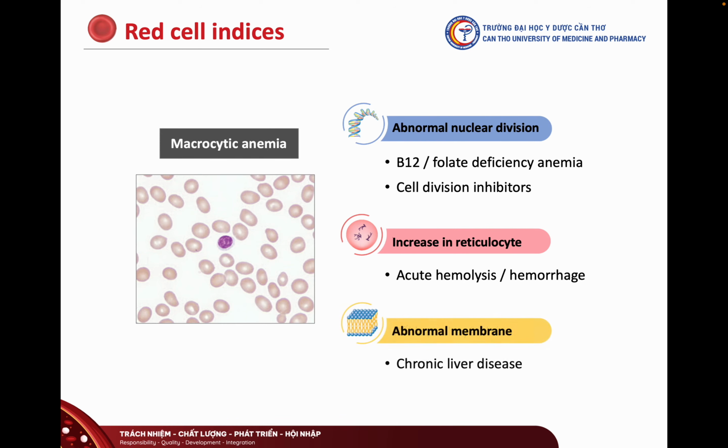And the last one, abnormal red cell membrane, seen in chronic liver disease, where the red cell membrane becomes altered, resulting in larger cells.